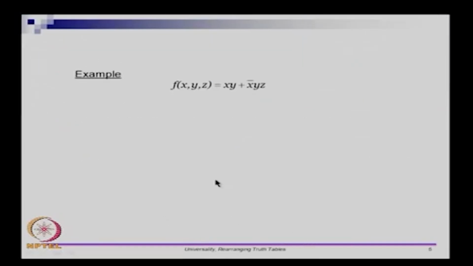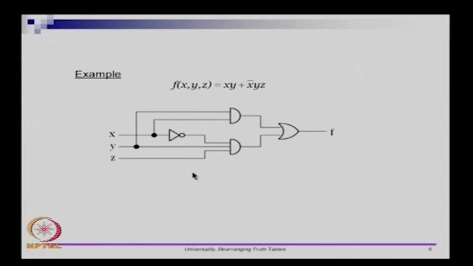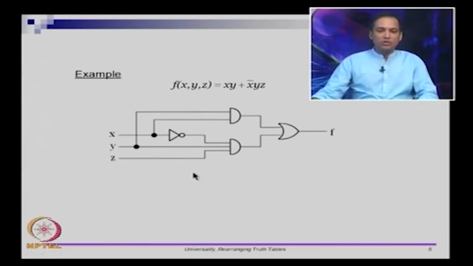So let us look at this small example here. F of xyz is xy plus x bar yz, and this is already in the sum of products form. So this is a product term, this is a product term, and you need a sum for that. It is already in the sum of product form. Then if you want to realize it, you can do it this way.